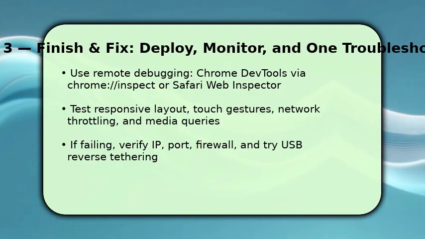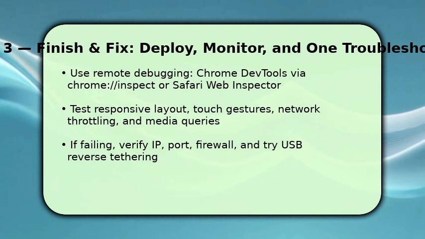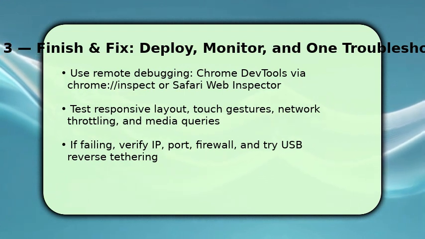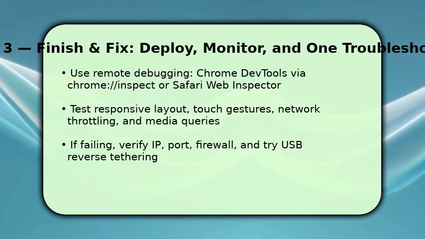If something breaks, make sure the IP and port are correct, the firewall allows the port, and try USB reverse tethering as a fallback. One key tip: restart the server after changing host bindings to apply address changes.